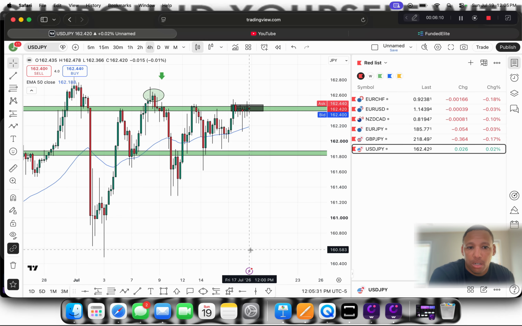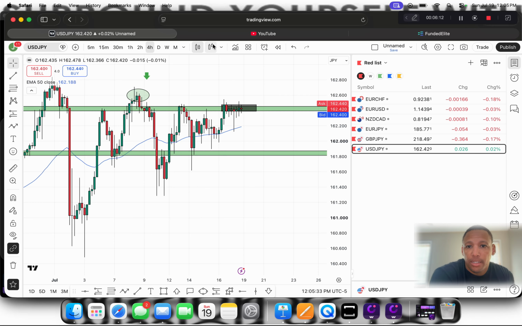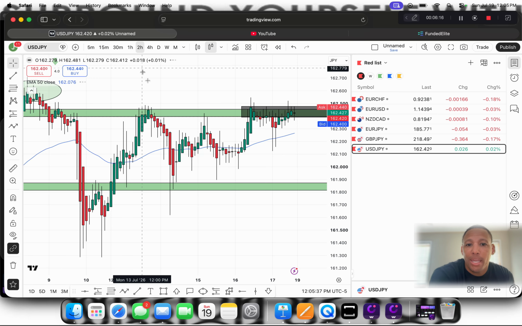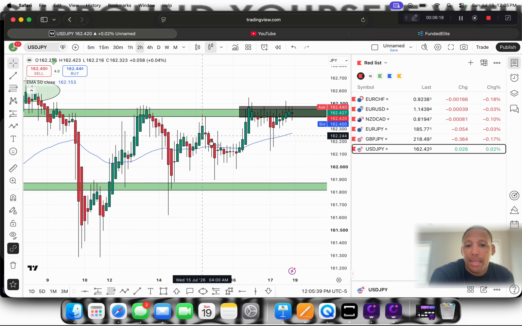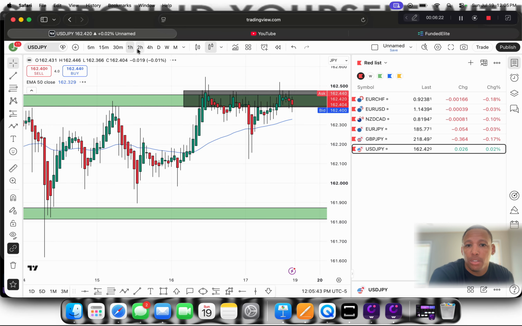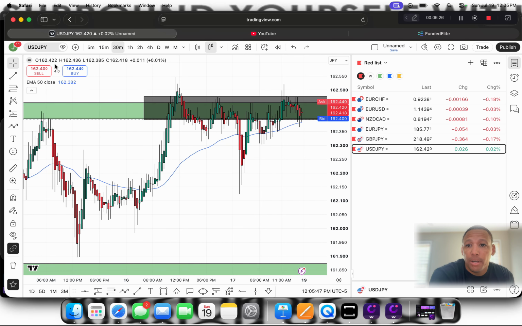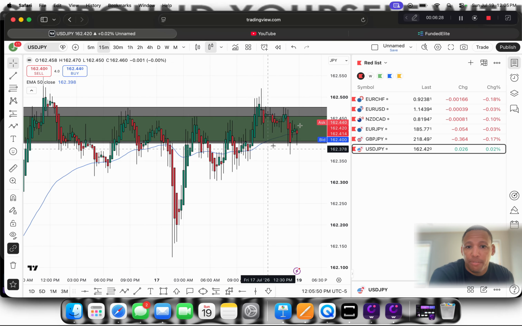This is the one I was talking about, USD JPY. This is a trade that we're looking to take, but we have to wait on an alignment with the direction that we're going in. So we're in a 2-hour uptrend. We are in a 1-hour uptrend. We're in a 30-minute uptrend, and we're in a 15-minute uptrend.